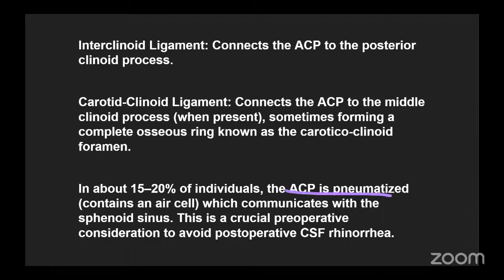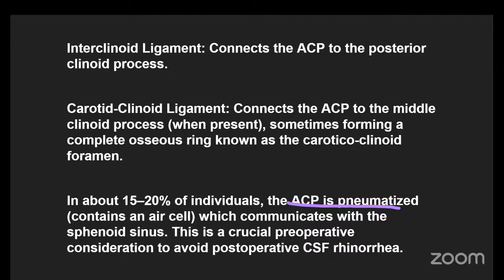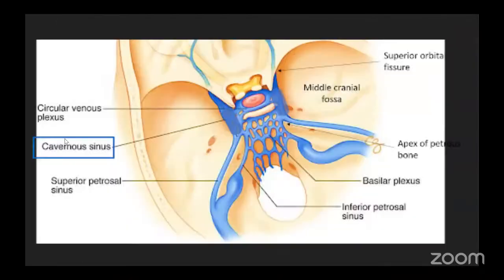For CSF rhinorrhea. Why for CSF rhinorrhea? What is going to happen if the ACP is pneumatized? Okay, let's go back. If it is pneumatized, let me see if I have an image which would make this concept slightly easier. So this is the anterior clinoidal process, and unfortunately this is the chiasm and I did not include that picture. What is going to be under the chiasm? Sphenoid sinus, right? There's going to be sphenoid sinus right here.